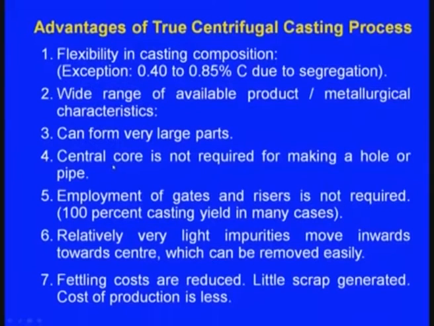The next advantage is central core is not required for making a hole or pipe. We know that in green sand casting, if we want a hollow casting or a hole inside a casting, we used to place a core. This core has to be made, and that should be carefully kept inside the mold. Then we have to pour the molten metal. That is not enough. After solidification, we have to separate the molding box, break the mold, then separately remove the core. So all this headache is not there in the case of the true centrifugal casting process. We get the hollow cast components, we get the holes inside the cast components, but no core is required.